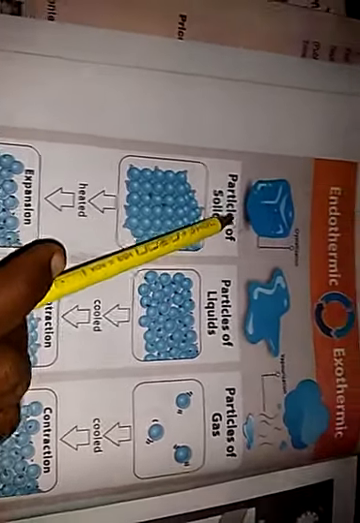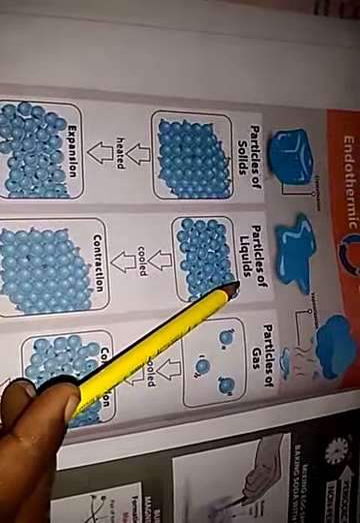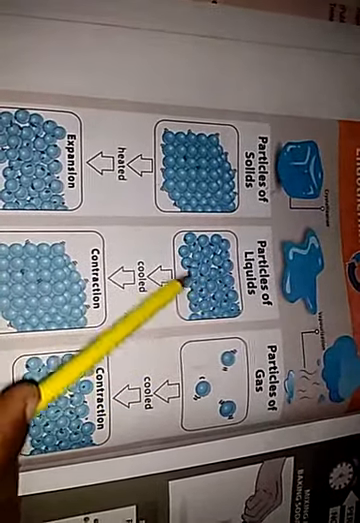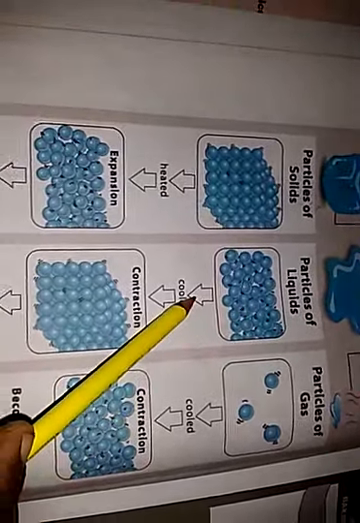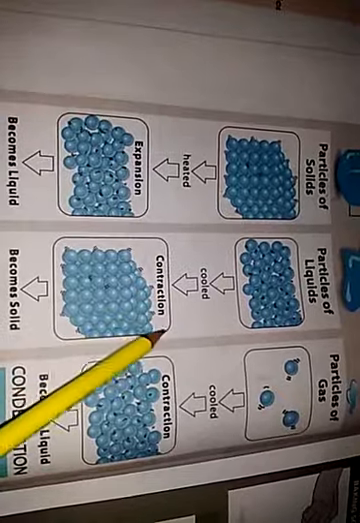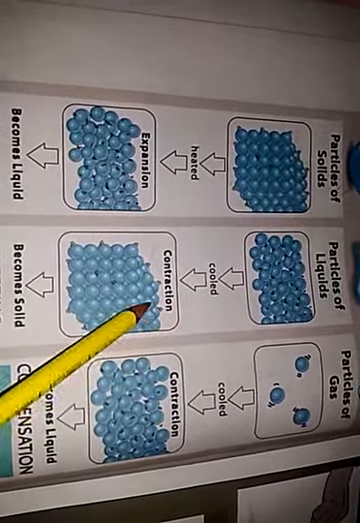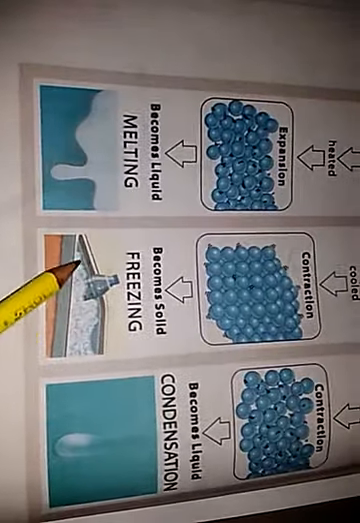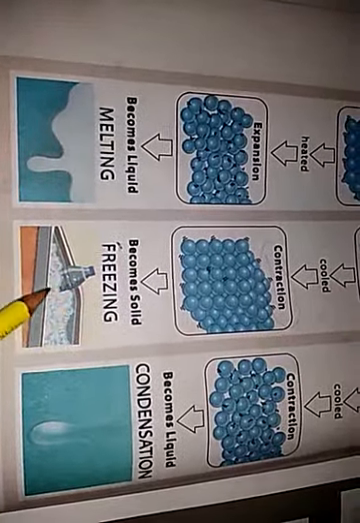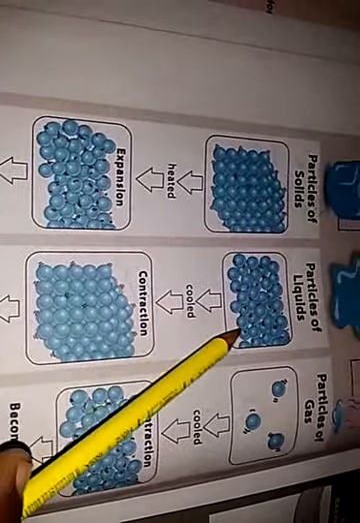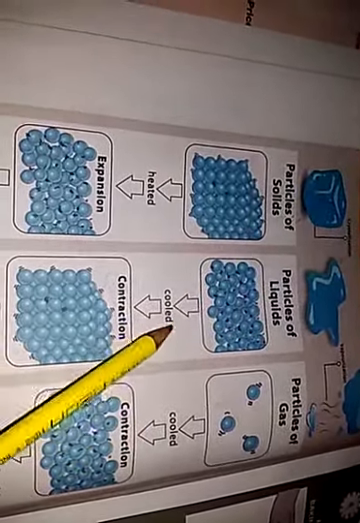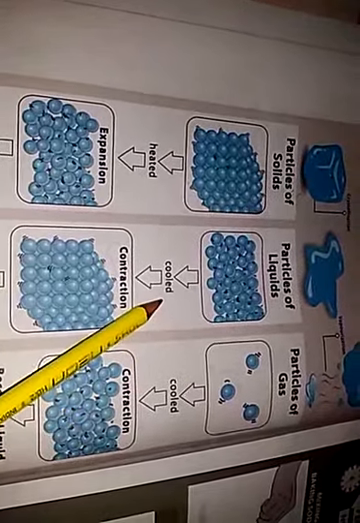Okay students, the next one, the particles of liquid. This is water. The water is cooled. Here what happened? Contraction. Then finally the water becomes solid, ice cubes. Here the heat is released, so it is an exothermic change.